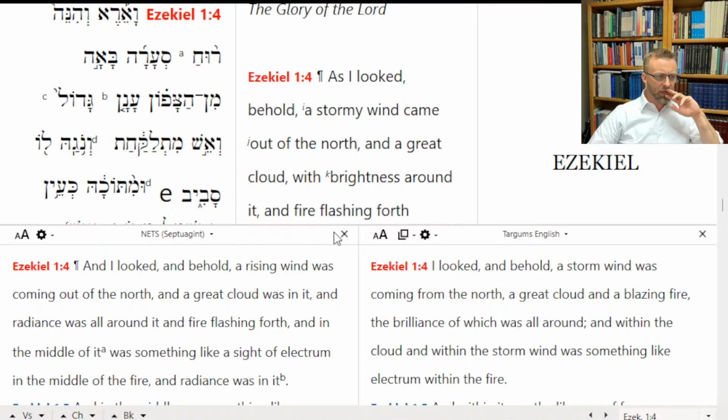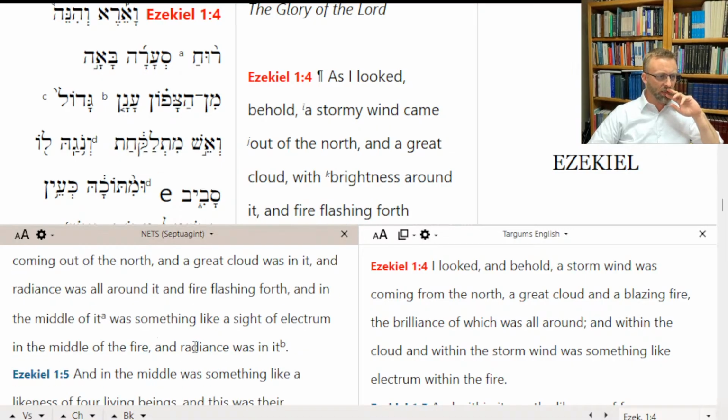Okay, do I have the LXX up? Yeah, here's the LXX translation. Electrum. Oh, that's right, because we looked at that. What am I saying? We looked at the Greek before. It's rendered with electrum.